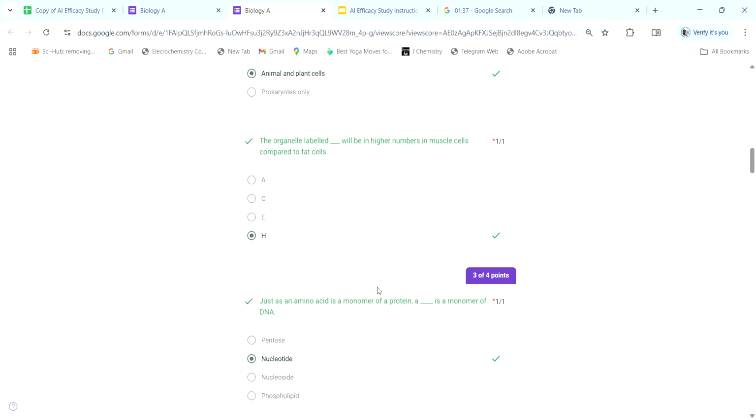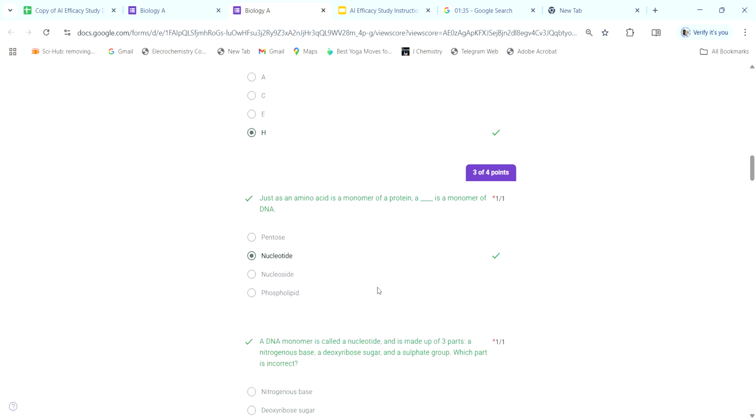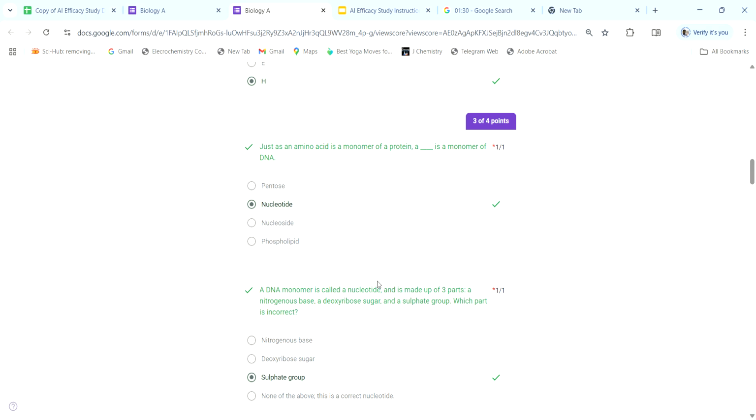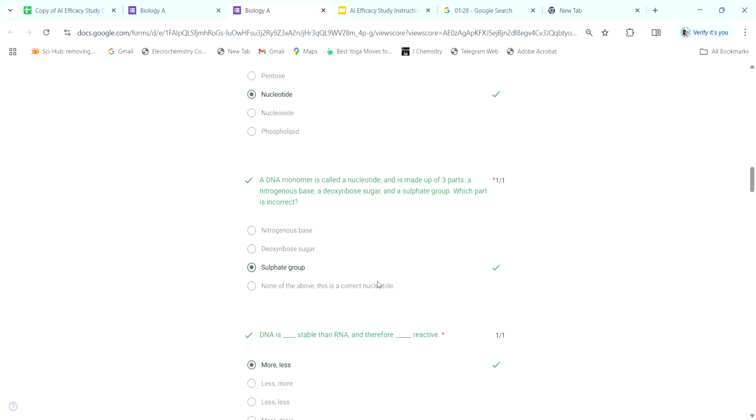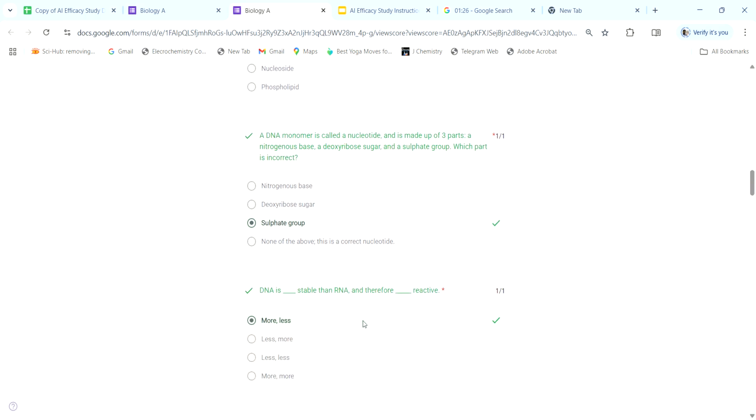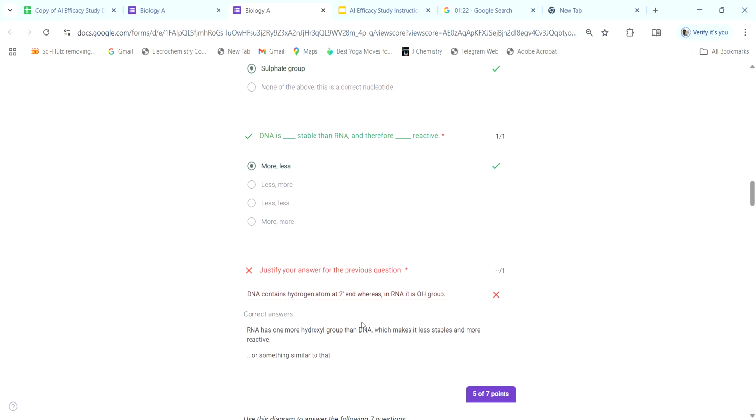Sorry, amino acid is a monomer of protein, that is also correct. DNA monomer is called nucleotide, that is also correct. DNA is more stable than RNA, that is also correct. So what is the justification? RNA has one more hydroxyl group than DNA, so it makes it less stable and more reactive or something similar.